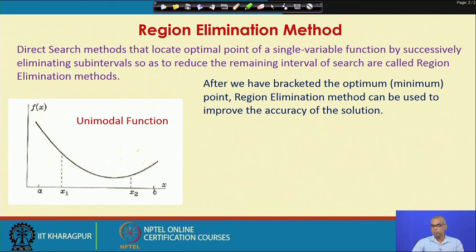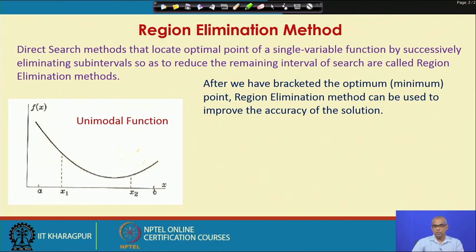After we have bracketed the optimum, as the figure shows, the minimum lies between A and B. The region elimination method can be used to improve the accuracy of the solution. That means, region elimination method can be used to reduce the length of the interval. It is also known as the interval of uncertainty.